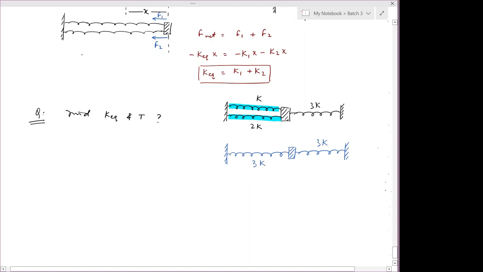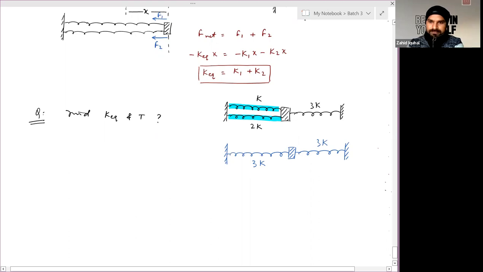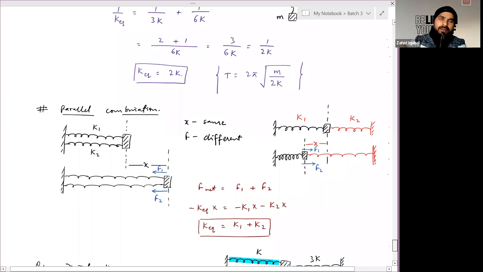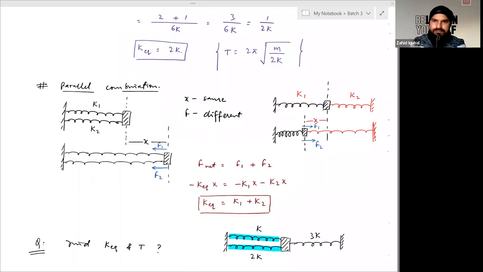Series. Is it series? Just compare with this part. Is it series or parallel? If you have same displacement and different force, then it will be always parallel.